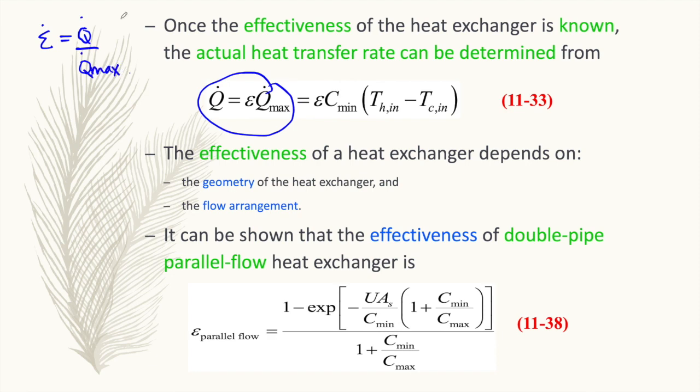So if you have the effectiveness value here, sometimes if the question gives you the effectiveness, then you have to calculate what is the actual heat transfer rate. You just rearrange this equation, yeah? Q dot equal to epsilon times Q dot maximum. So you will get what is the Q dot. And from here, we know that Q dot maximum is C minimum times T_H,in minus T_C,in.